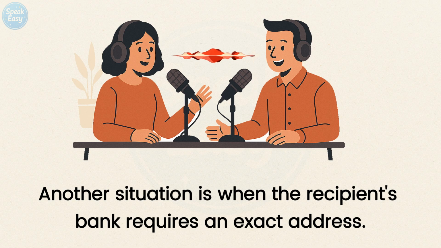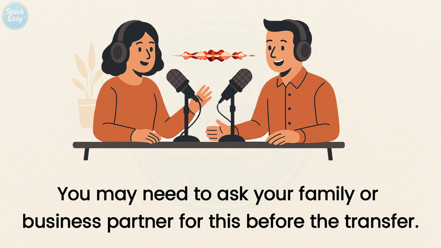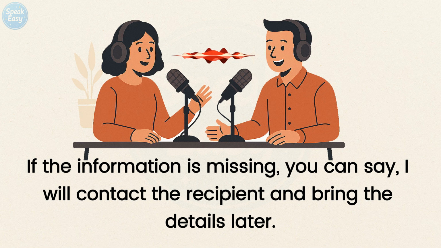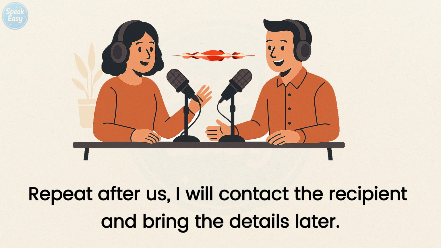Another situation is when the recipient's bank requires an exact address. You may need to ask your family or business partner for this before the transfer. If the information is missing, you can say, "I will contact the recipient and bring the details later." Repeat after us. I will contact the recipient and bring the details later.